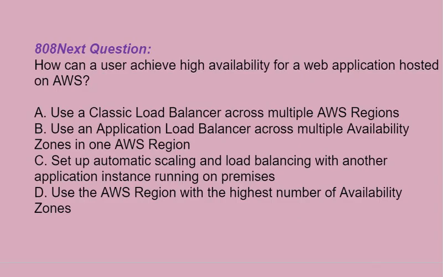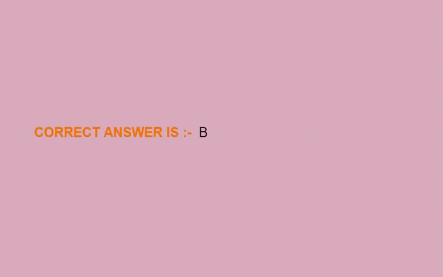Question is, how can a user achieve high availability for a web application hosted on AWS? Option A, use a classic load balancer across multiple AWS regions. Option B, use an application load balancer across multiple availability zones in one AWS region. Option C, set up automatic scaling and load balancing with another application instance running on premises. Option D, use the AWS region with the highest number of availability zones. Correct answer is option B.